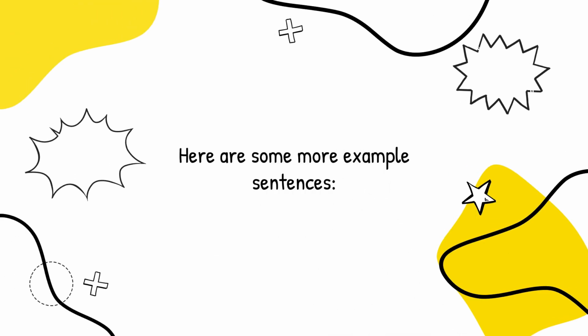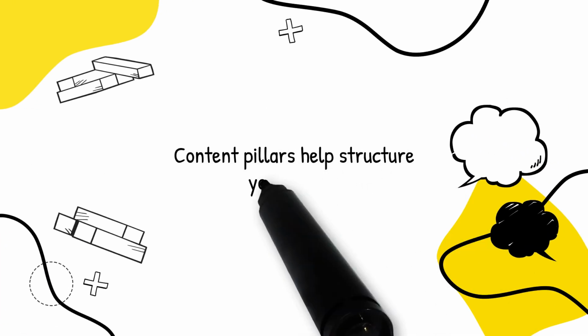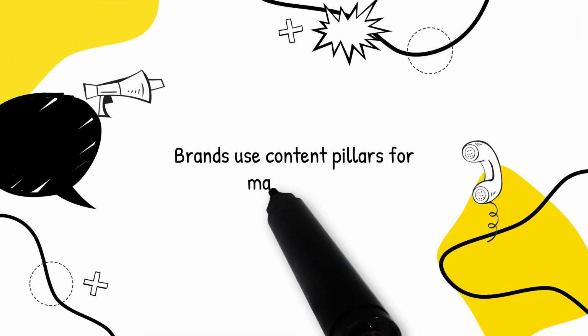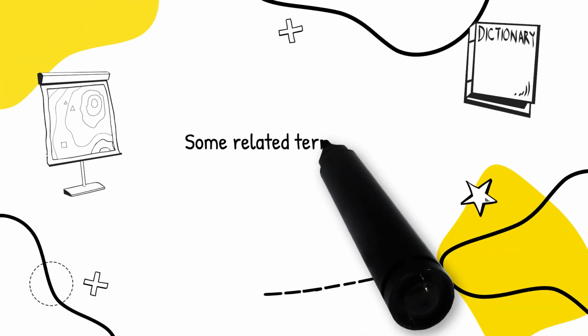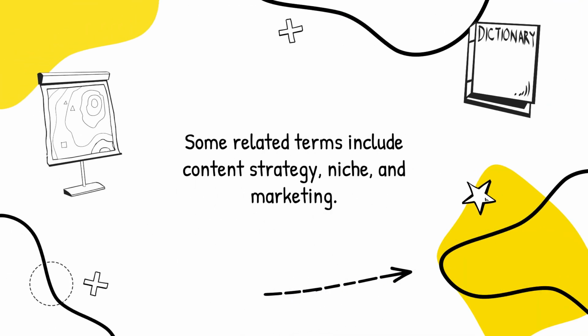Here are some more example sentences. Content pillars help structure your ideas. Brands use content pillars for marketing. He created content around one main pillar. Some related terms include content strategy, niche, and marketing.